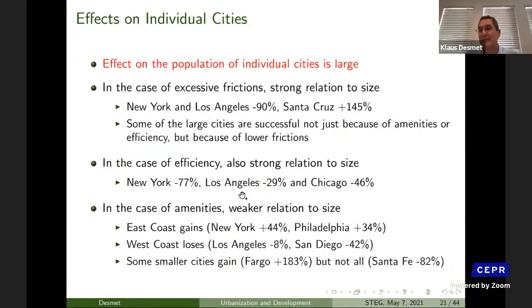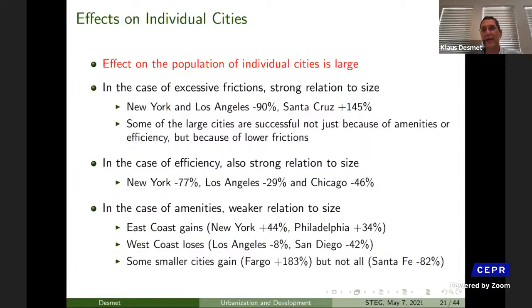There wouldn't be big reallocation across space if there were no big effects at the local level. The same is true with amenities. If you equalize amenities across space, the East Coast would gain. What does that mean? Well, that means that these places don't have very good amenities, because if they get the average amenity, they'll do better. The West Coast loses, which tells you that they actually have good amenities. If you give them the average amenities, they will end up doing worse. So if you're interested in particular cities, there are lots of interesting insights. And as I said, lots of reallocation, but not a whole lot of welfare gains.